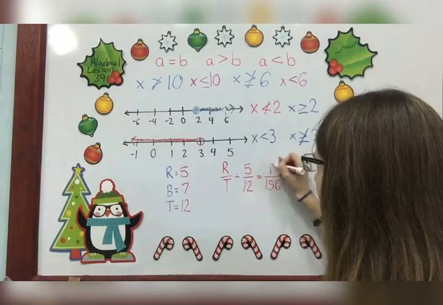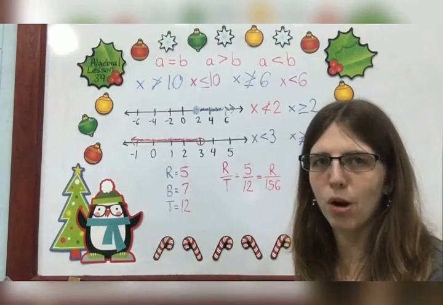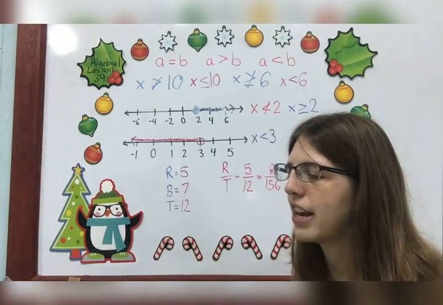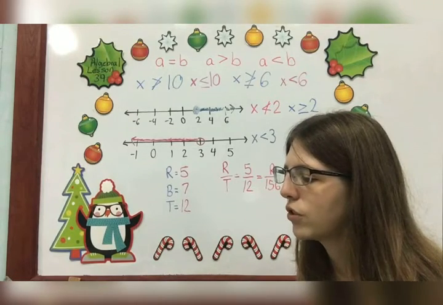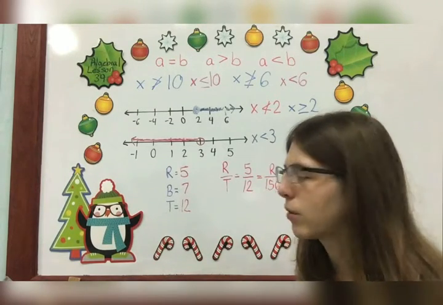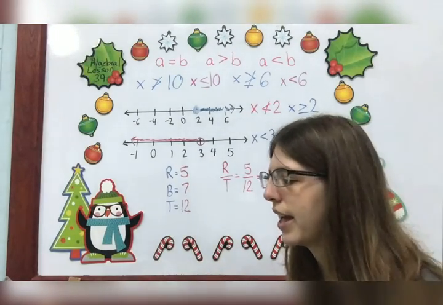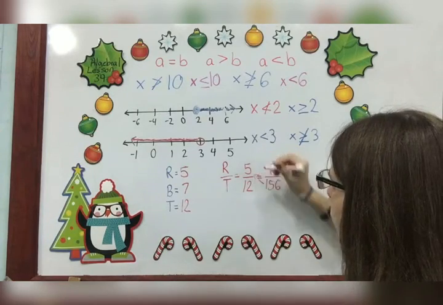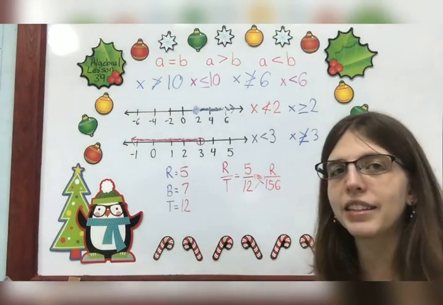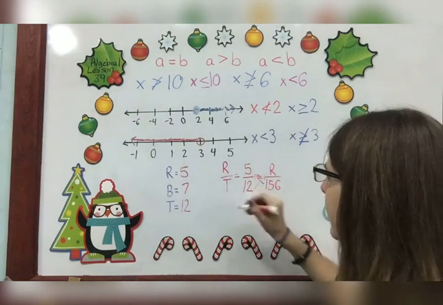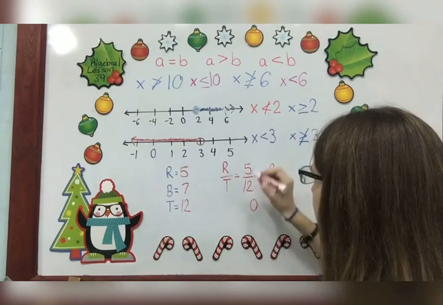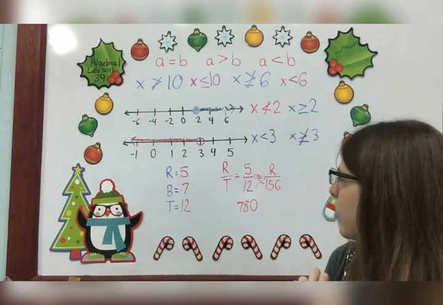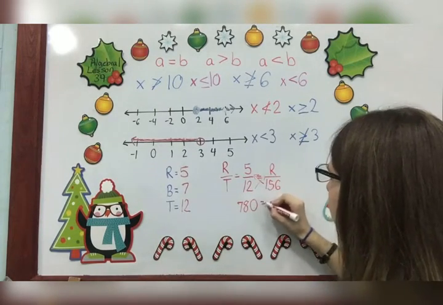So from there, I'm looking for the red marbles. Remember, to solve this problem, we have to cross multiply and then solve, okay? So to cross multiply, well, I just want to check one thing in my book really quickly, make sure I'm on the right track. Yes, I am. Okay, so to cross multiply, I cross multiply like that, in the shape of an X. 156 times 5 is, let me do the calculations really quickly. All right, 780. And then we have 12R.